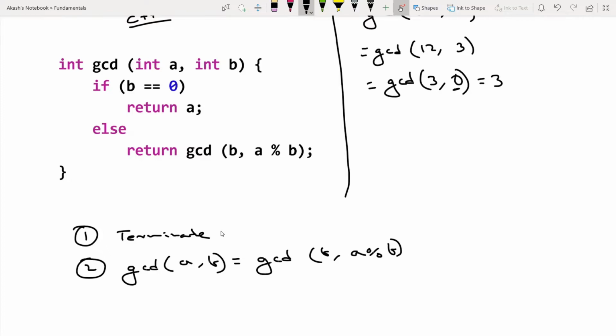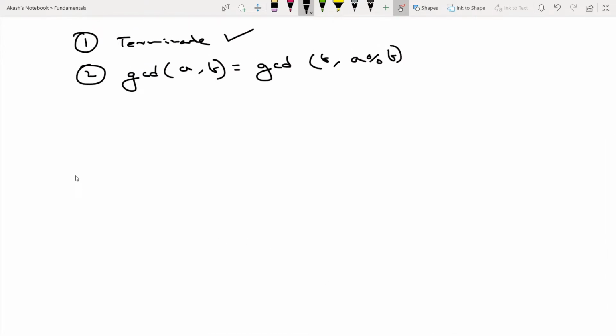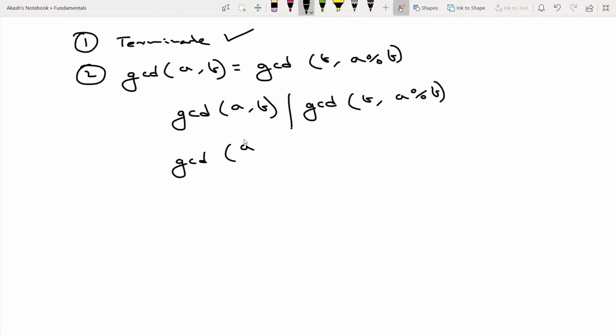For the termination part, I will prove that it will terminate when I will be discussing the time complexity of this algorithm. So it will be proved later. But for this part, I can prove it right now. To prove this, we will divide this into two parts. First, we are going to prove that GCD of A, B divides GCD of B, comma, A modulo B, and the second is GCD of B, comma, A modulo B divides GCD of A, B. If we can prove these two, then it means that GCD of A, B equals GCD of B, A modulo B.